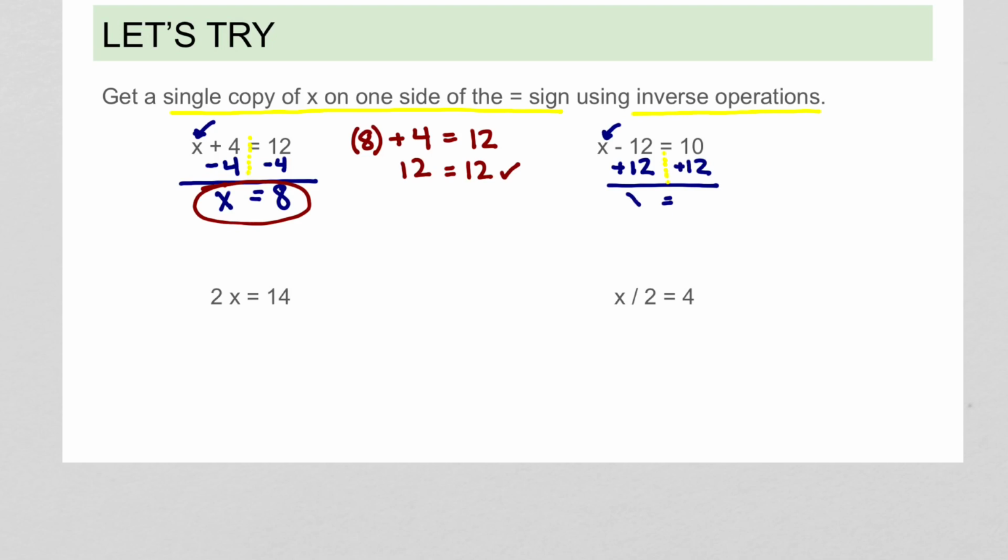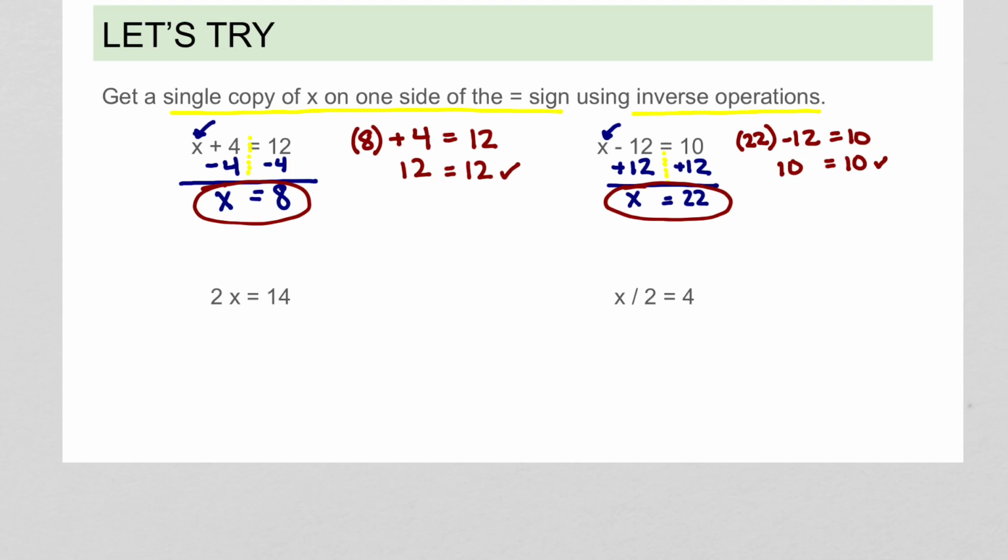So on the left side, we have x. And on the right side, we have 10 plus 12, which is 22. And how do we know if we're right? Well, we can always plug it in. 22 minus 12 equals 10. Well, 22 minus 12 is 10, and I haven't done anything to the right side. It's still 10. 10 equals 10 is a true statement. Therefore, I know that this is an answer to that problem.